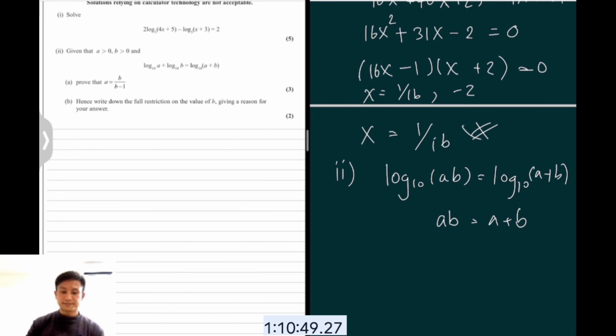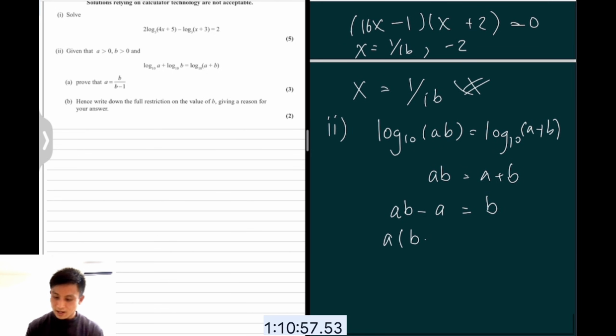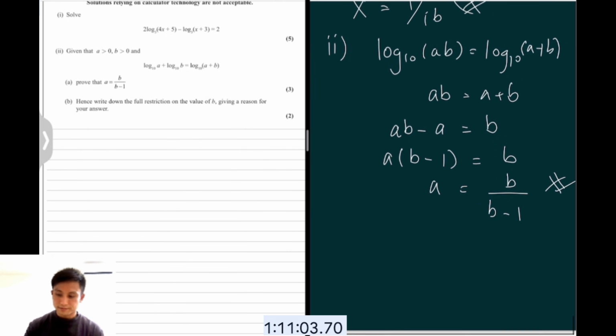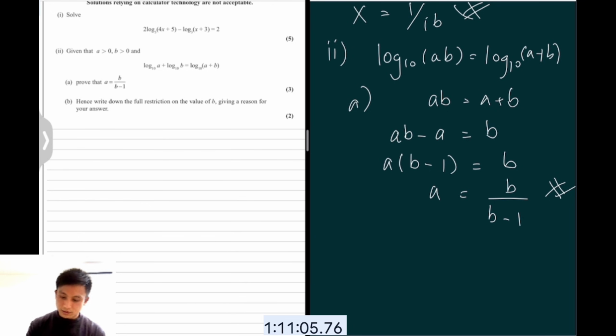Do you see that? That means if we make a the subject, we move a from the right hand side to the left hand side, we factorize a out, and then we make a the subject. Bam, that's done. That's part A actually. Part B: hence write down the full restriction on the value of B giving a reason for your answer. Full restriction of B.